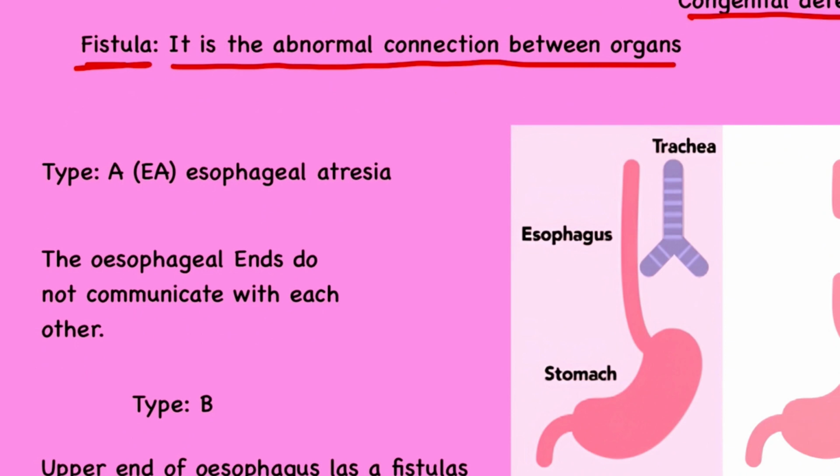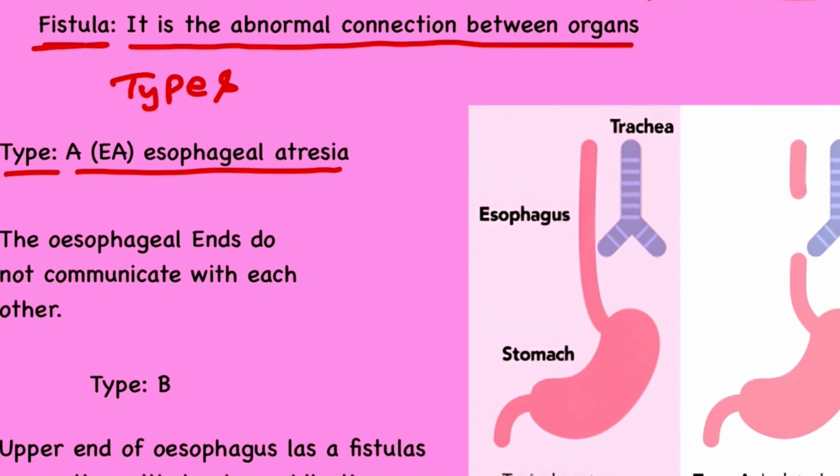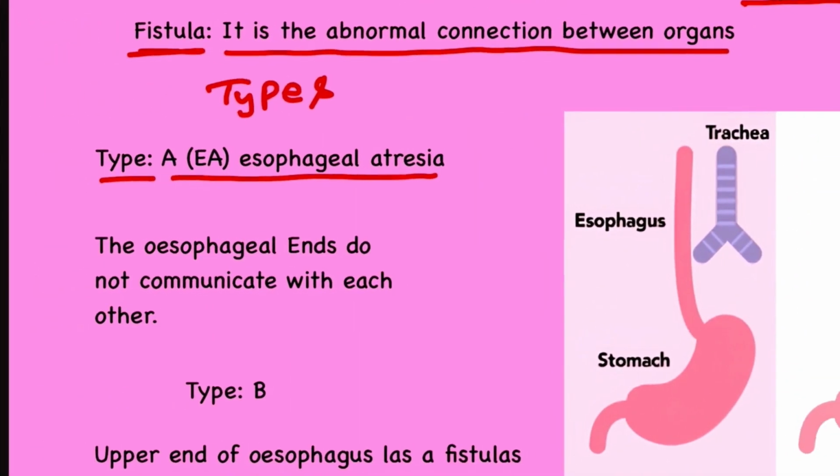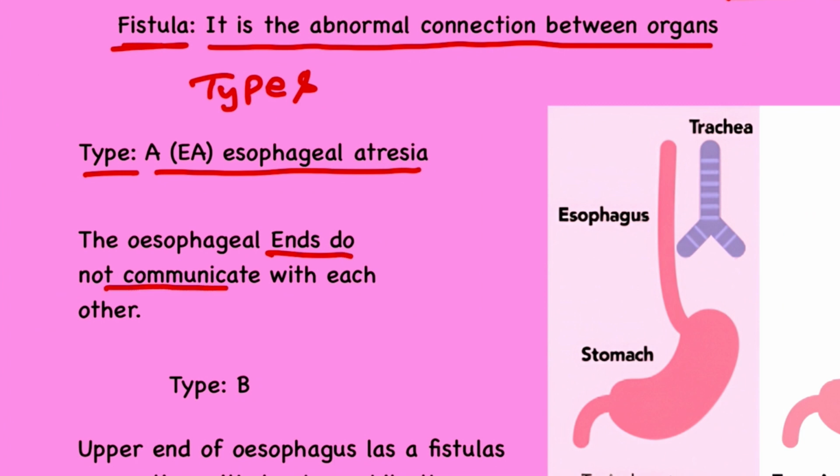There are 5 to 6 major types of the tracheo-esophageal fistula. In this we learn type A, esophageal atresia. In this, the esophagus at both sides is blind-ended. The esophagus ends do not communicate with each other.